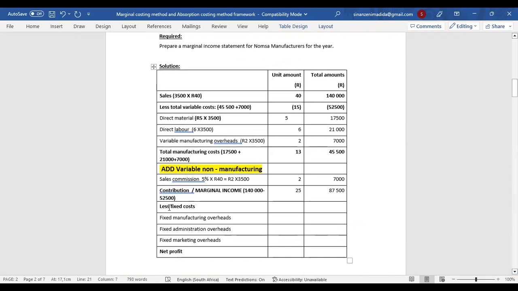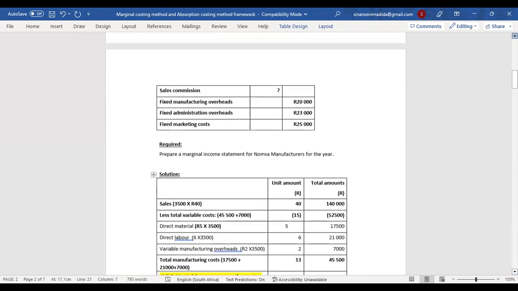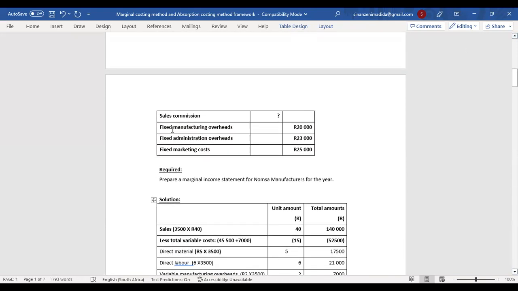After that, we proceed, because if here our focus is to calculate the net profit, we proceed, we say less fixed cost. Now we need to identify all our fixed costs, then we put them under our fixed cost column. We go back to our given information. We have got 3 kinds of fixed costs. The first one is fixed manufacturing overhead. These are fixed costs, guys, which were incurred during manufacturing. Then we've got another line, fixed administration overhead. These are non-manufacturing overheads. Fixed marketing costs, these are non-manufacturing overheads.